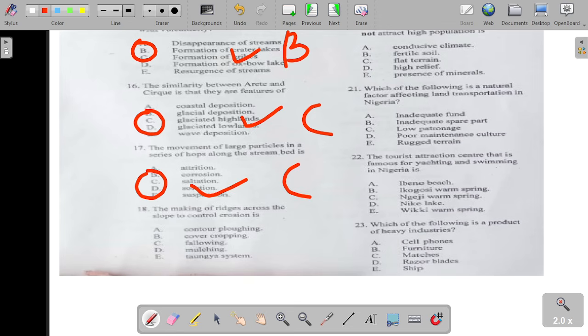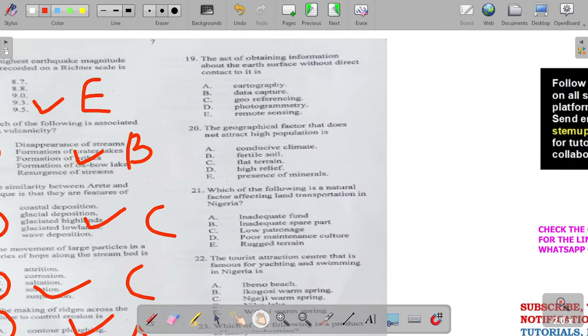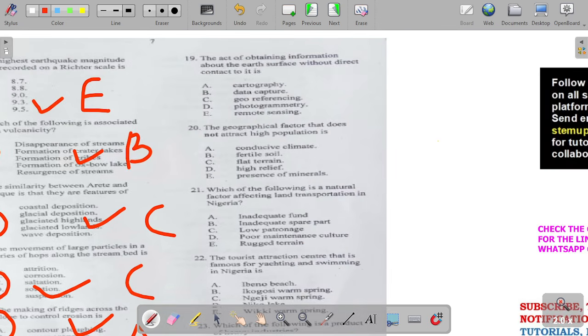Number 18, the making of ridges across the slope to control erosion is known as what? Contour plowing, cover cropping, fallowing, mulching. Answer is A.